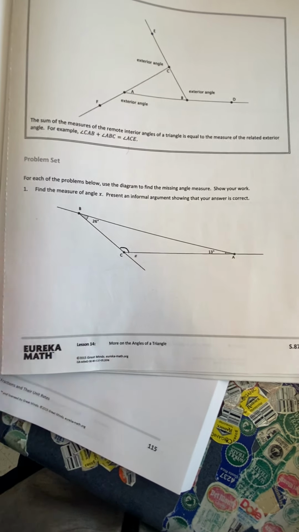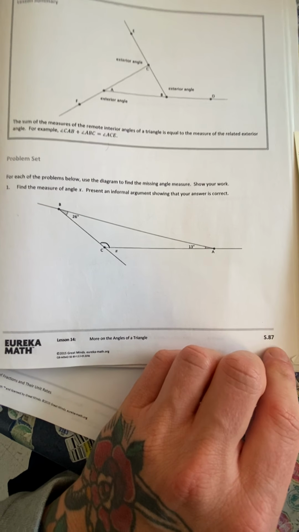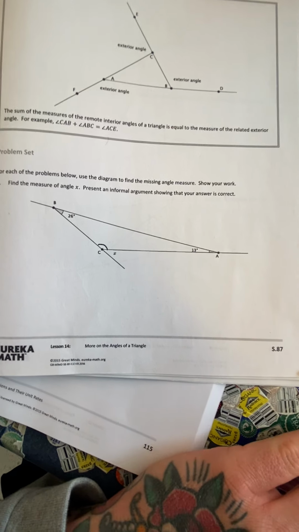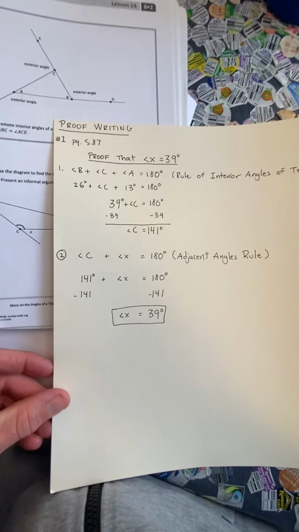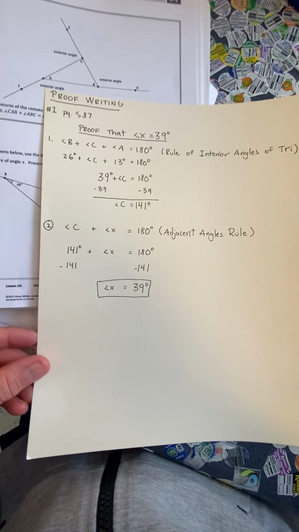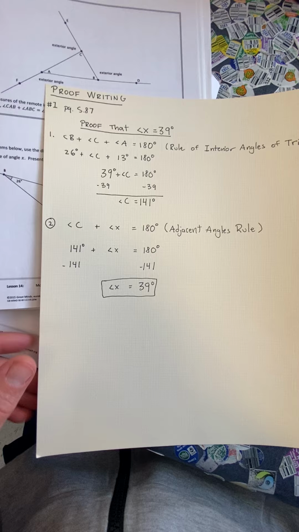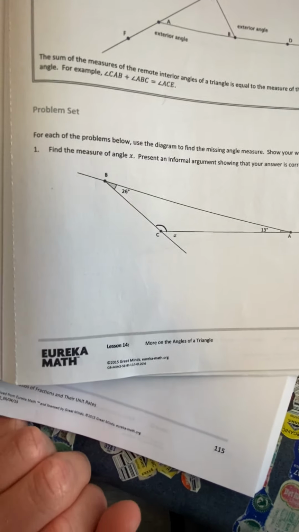Same types of problems at the end of lesson 14. We're on page S.87. But we're going to talk today about something called writing a proof. If you see here, I have an example of a proof for problem set number 1 on page S.87. So we're going to talk about this in a sec. Let's just look at this example first, right?